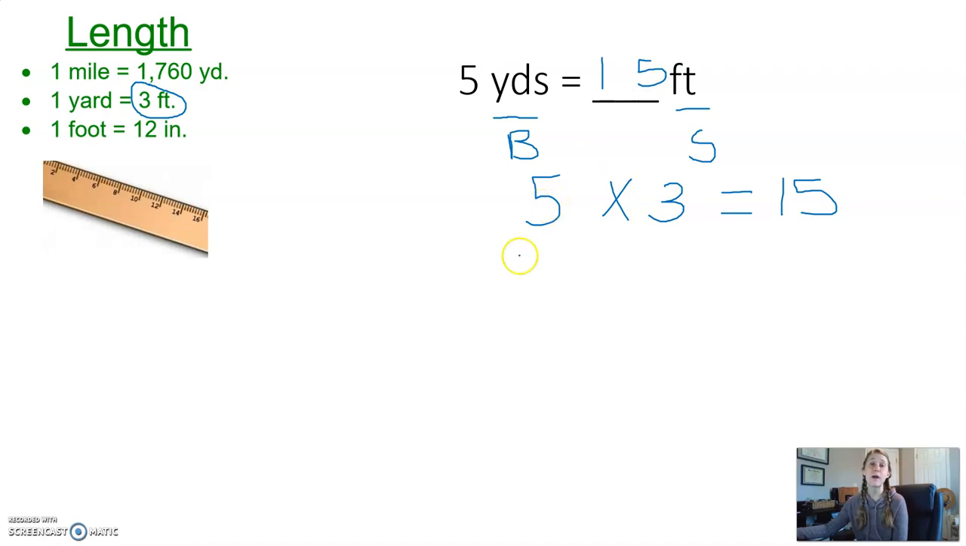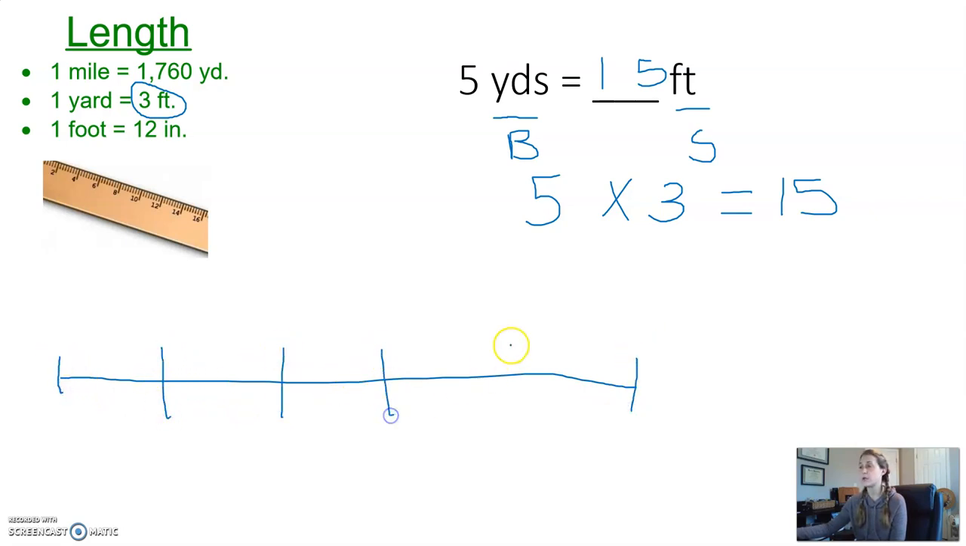Now, last week, some of you had questions. Why do we multiply when we go big to small? Why do we divide when we go small to big? So I want to show you that real quick. If we imagine that this is our total 5 yards, 1, 2, 3, 4, 5. 1 yard, 2 yards, 3 yards, 4 yards, 5 yards. Each of these yards can be split up into 3 feet, right? So I can split this up into 3 feet.